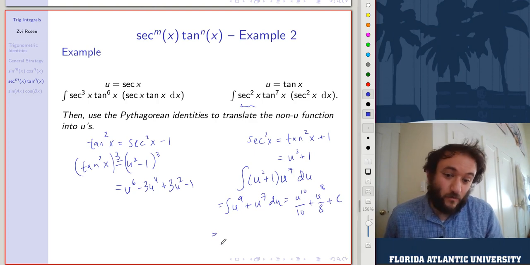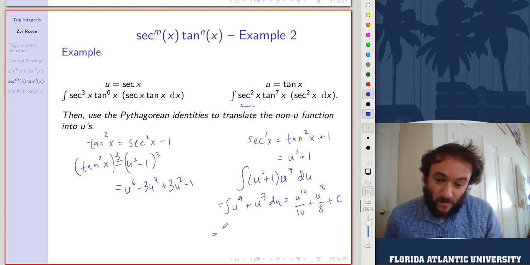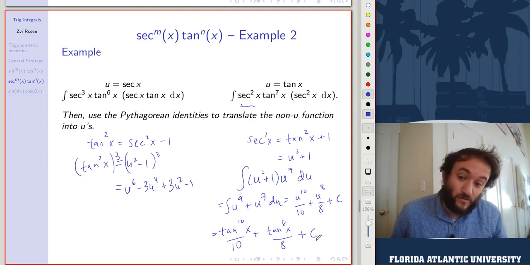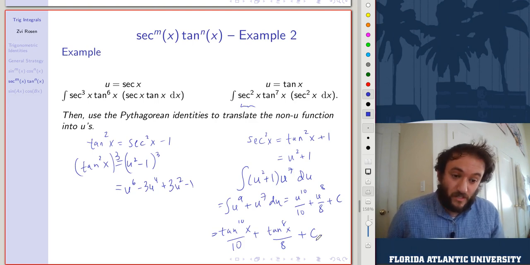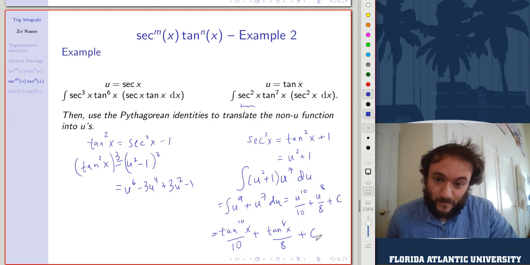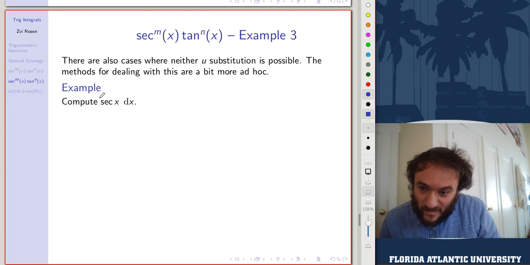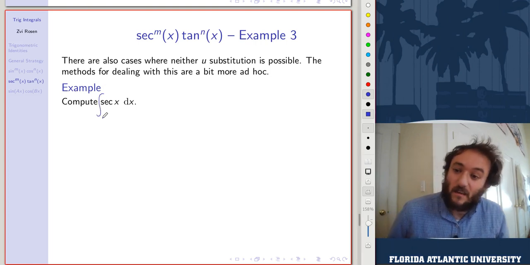And plugging back in for u equals tangent x, we have tangent to the 10th of x divided by 10 plus tangent to the 8th of x divided by 8 plus c. Okay, so there's an example where we could have done either u substitution, but we chose one which was simpler because the non-u function was raised to a lower power. Okay, and here we're missing an integral sign.